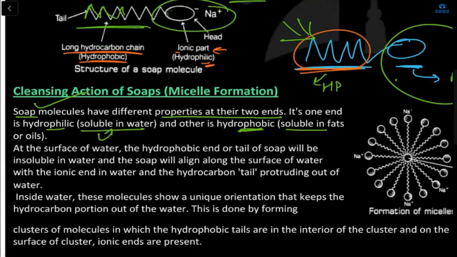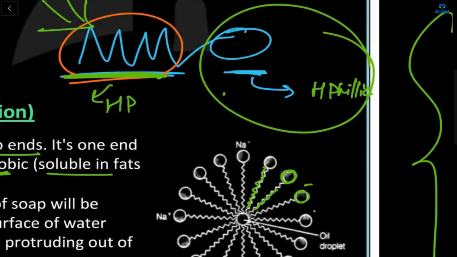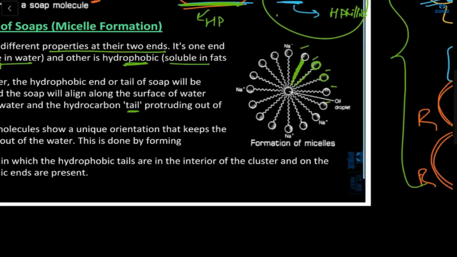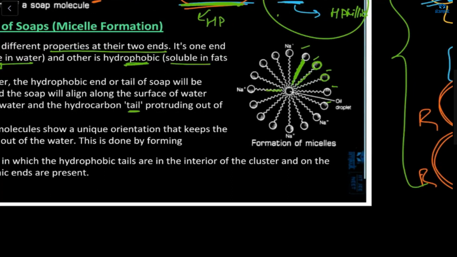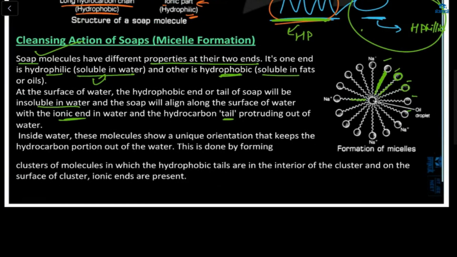So at the surface of water, the phobic end, or we can say the tail part of your soap, will be insoluble in water, and the soap will align along the surface of water with the ionic end in the water and the hydrocarbon tail out of it. These are your tail, and these are your front part, the minus part, and these are your hydrocarbon. Inside water, these molecules show a unique orientation that keeps the hydrocarbon portion out of the water. This is done by a cluster of molecules in which the tails are in the interior of the cluster.